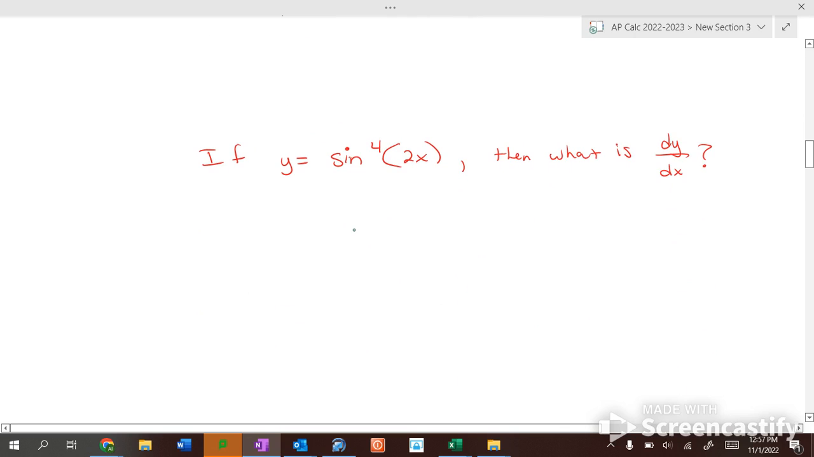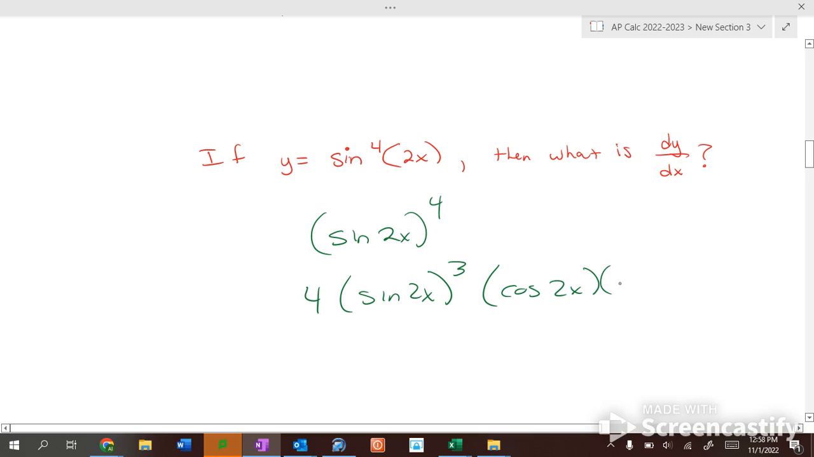Okay, how do we do this one? Chain rule, chain rule. The sine of 2x to the fourth power. So it's 4 times the sine of 2x to the third times first derivative of the inside, which is cosine of 2x times the first derivative, which is 2. So it's 8 sine cubed of 2x cosine of 2x. Good?